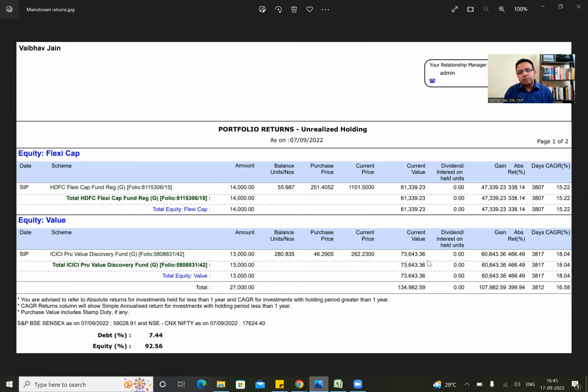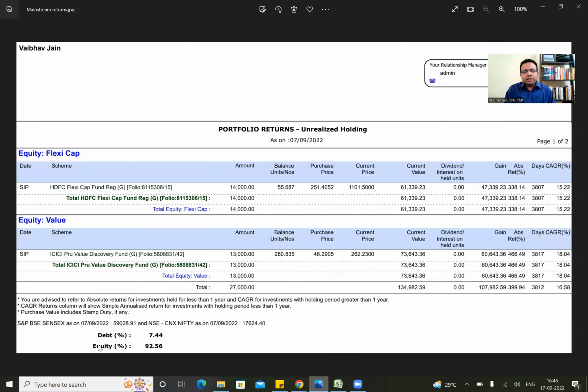ICICI Prudential Value Discovery, if you look at the last group, has outperformed on the basis of CAGR. The HDFC Flexi Cap Fund, 18% is great. It's superb because I remember back then ICICI Prudential Value Discovery Fund was doing amazing for 3 or 4 years. It was one of the best funds till 2014-15, but because I never withdrew it, it just kept on accumulating.